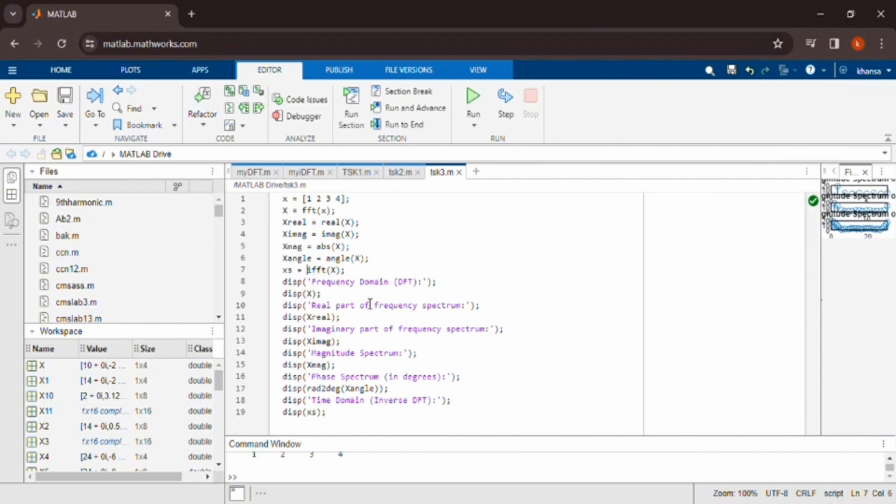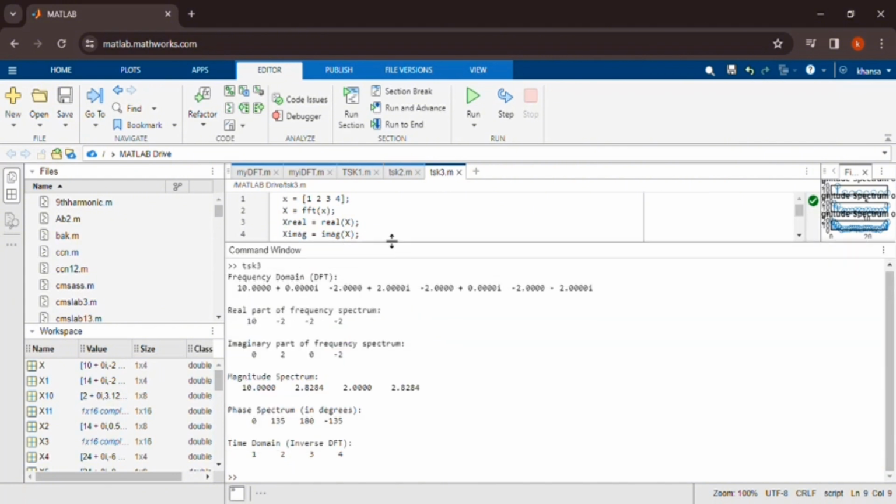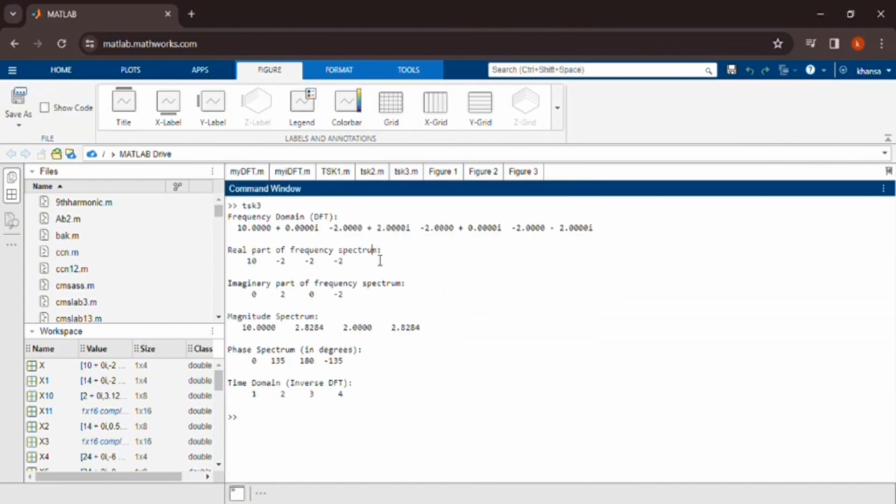Now what we have to do is run this function, and when we run it, we will find the output. Let me show you the output of our function. This one is our output. In our output, the first one is the frequency domain. Down here we have the real part, then the imaginary part, then the magnitude spectrum and the phase spectrum, and at the end we have the time domain of our function.